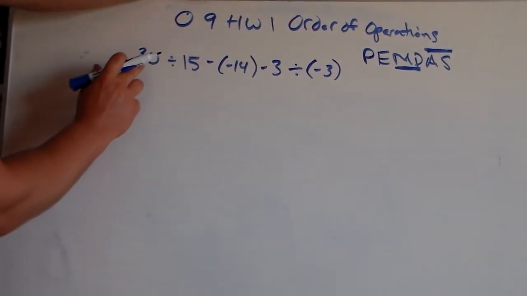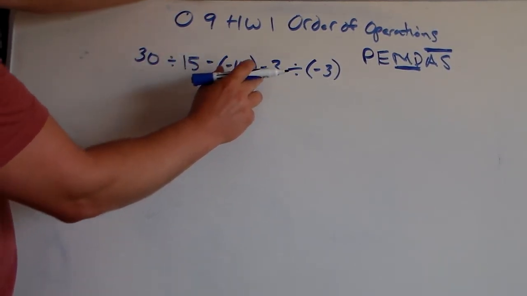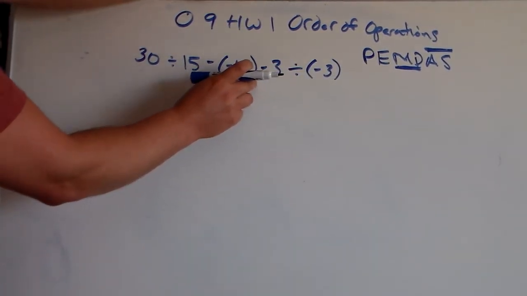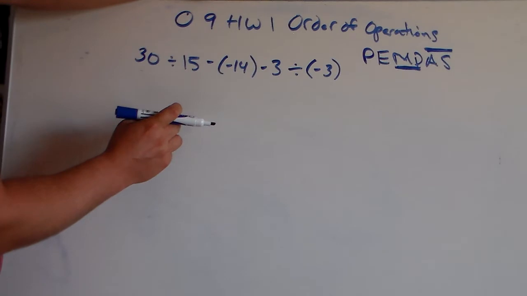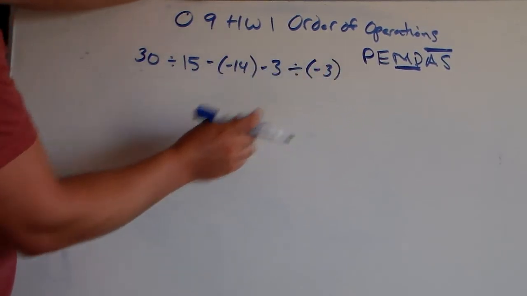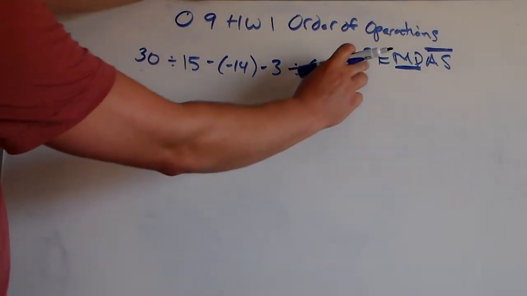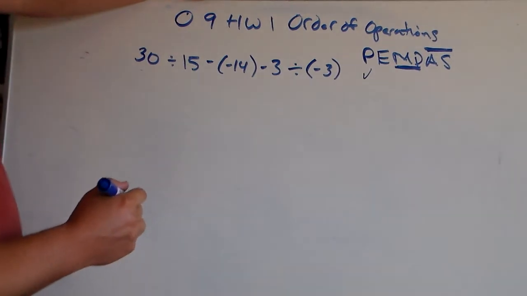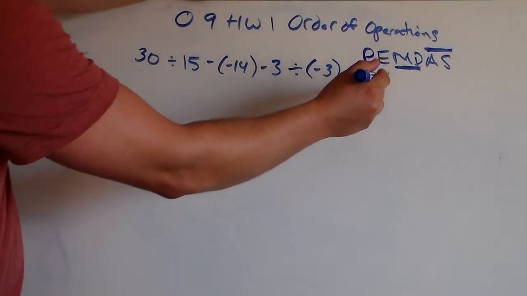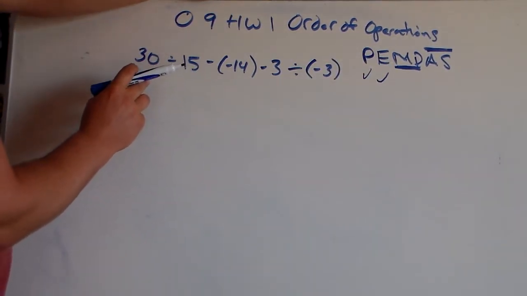Here's problem number 1. We have 30 divided by 15 minus a negative 14 minus 3 divided by negative 3. So inside those parentheses, that negative 14 doesn't simplify any further. That's the same story here with negative 3. There's nothing else with that negative 3 inside the parentheses. So the parentheses are all taken care of. Exponents, we don't have any exponents in this problem, so that's taken care of. Next is multiplication and division here.